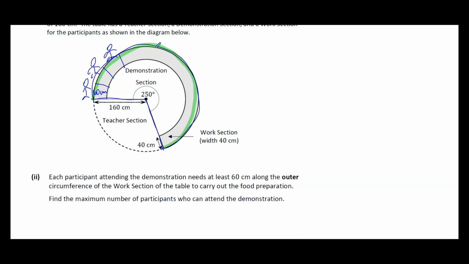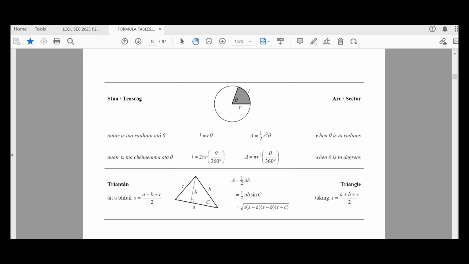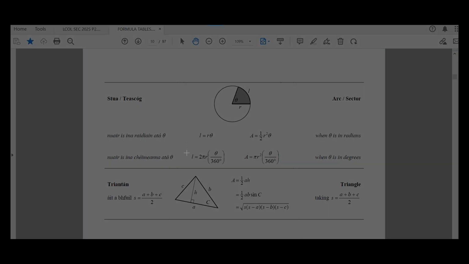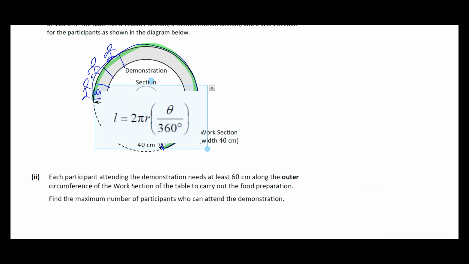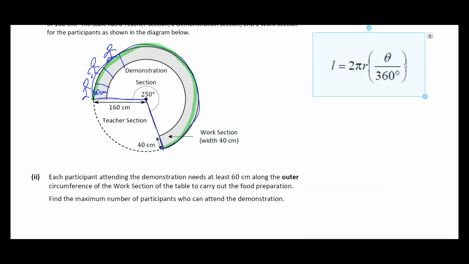So how do we calculate this length, this part of the circumference? That's what's called the arc. Again, we go to our table, page 9, and that's our L, the length of the arc. We have two formulas depending on whether our theta, meaning the angle here, is in radians or in degrees. Our angle is in degrees, therefore we're going to be using that second formula. So we take the formula, write it down in our question, and apply it to this question.